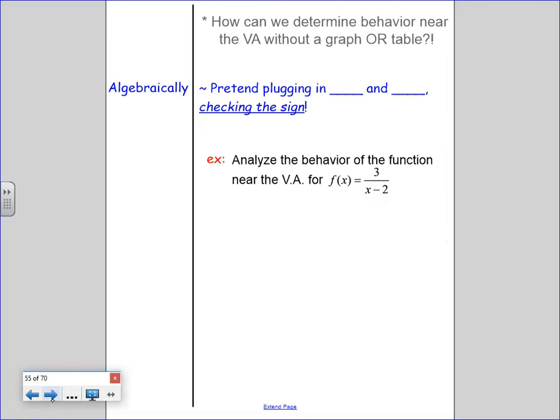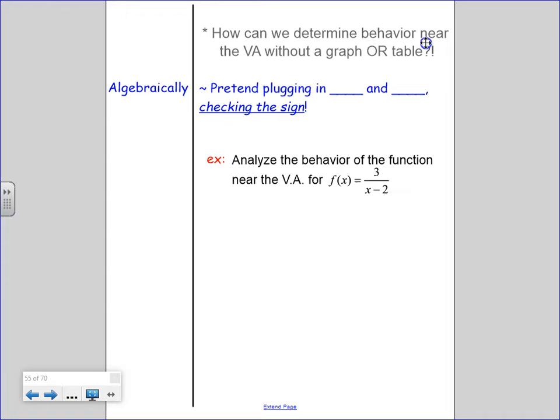So let me show you how we'll do it without a graph or a table. Yes, I know it's the exact same problem. Yes, I know you already know what the answer is. But yes, I know you're seeing it 3 different ways. So basically, what if no graph or table? AKA, no calculator.